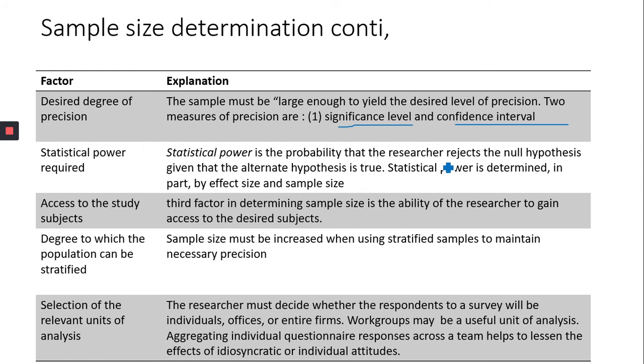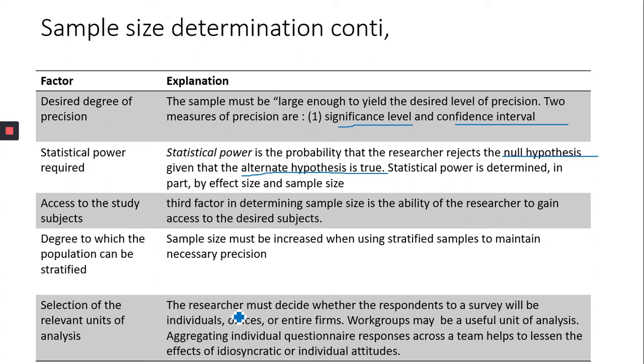Statistical power is the probability that the researcher rejects the null hypothesis given that the alternative is true. In other words, it is the probability of correctly rejecting the null hypothesis. In other words, you are avoiding type 2 error. So that directly affects sample size. Now, when we talk of access to the study subject, the third factor in determining sample size is the ability of the researcher to gain access. I think I've explained this. I don't need to re-explain.